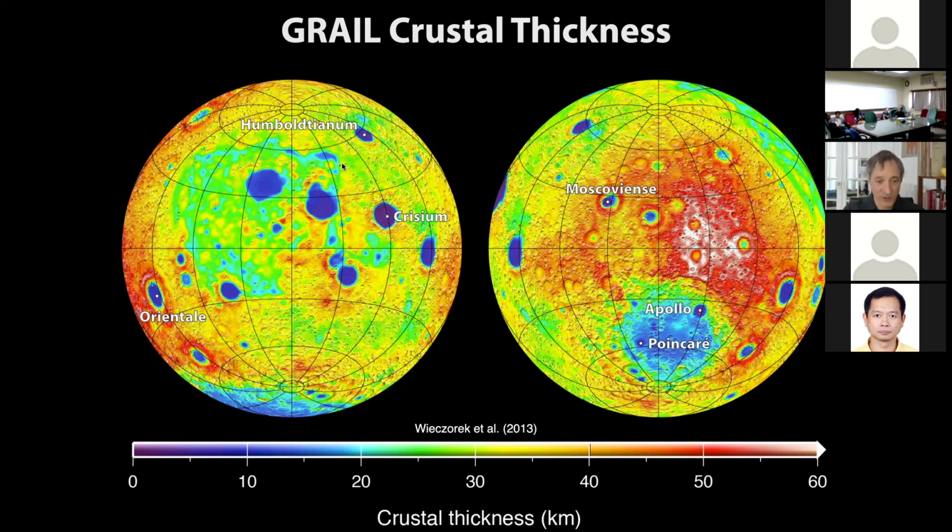So I'm showing a crustal thickness map of the moon. And as I previously showed, the thickness of the crust within the Crisium impact basin and the Moscoviense impact basin is close to 0. And this suggests that perhaps these two basins excavated all the way through the crust and into the underlying mantle.